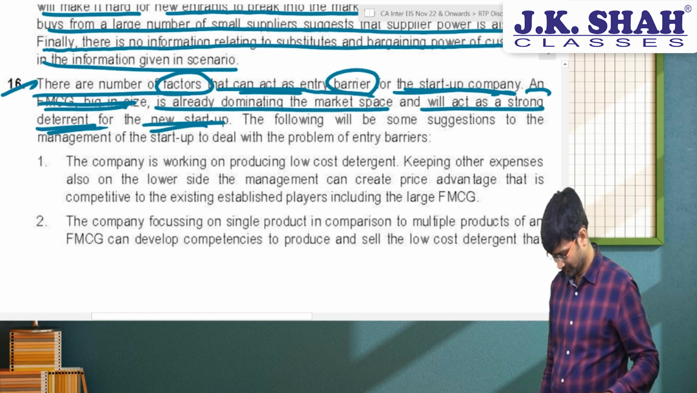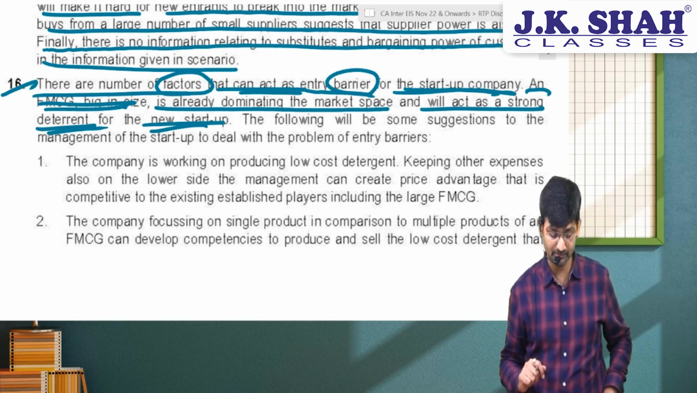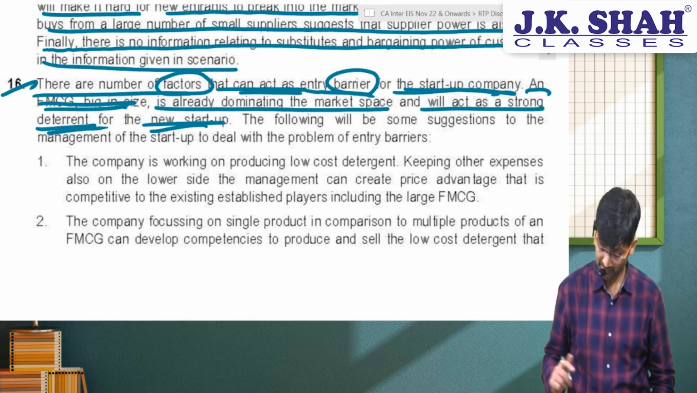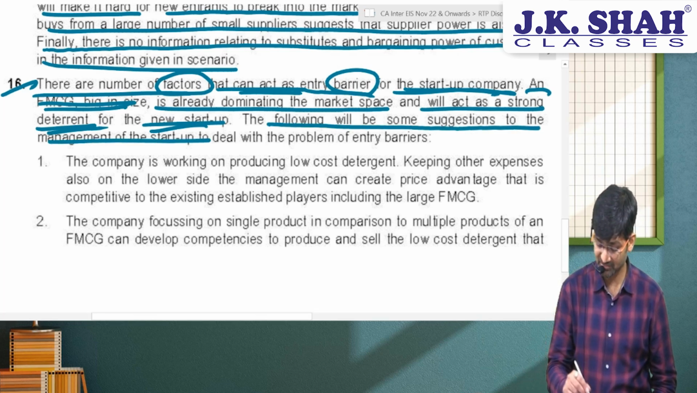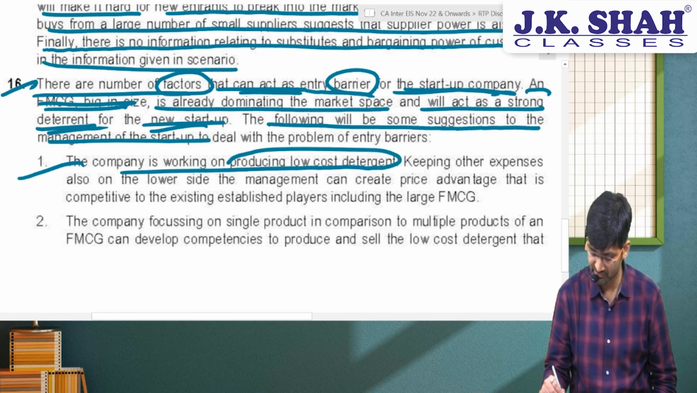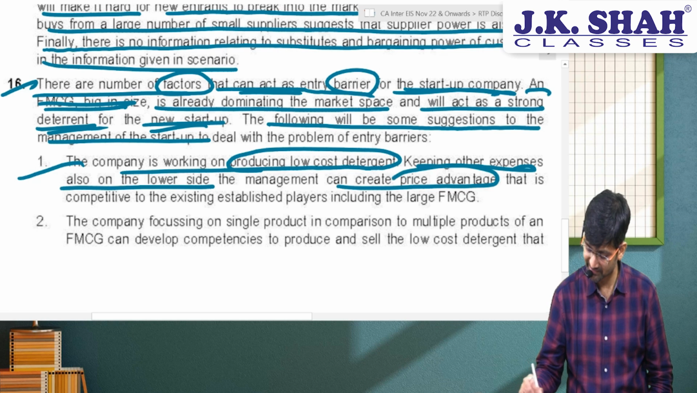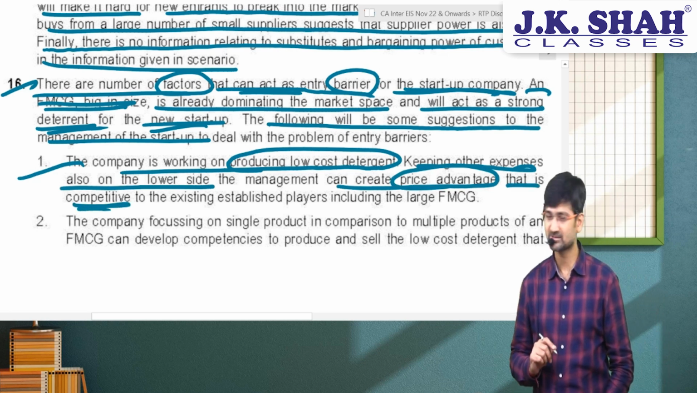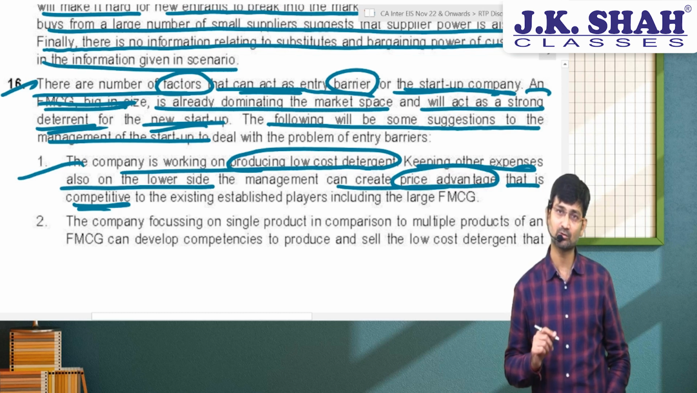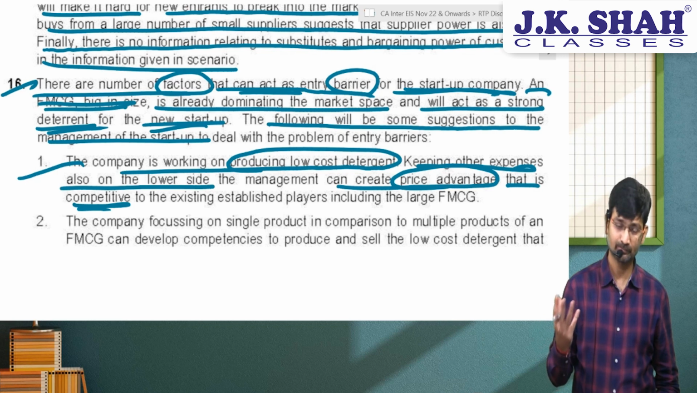So amongst the barriers, the first fact is that you already have an FMCG large company that is already there in the market. The following will be some of the suggestions to the management. The company is working on producing low cost detergent. Keeping other expenses also on the lower side can create a competitive price advantage. Otherwise, established players may create a barrier with low cost. But since we are producing a low cost product, if other costs are not high, then we can easily compete in the markets.